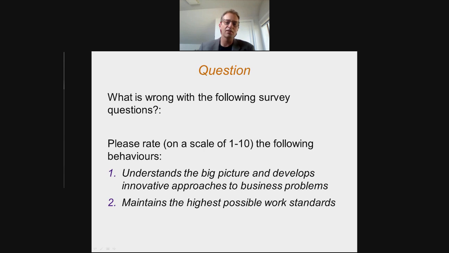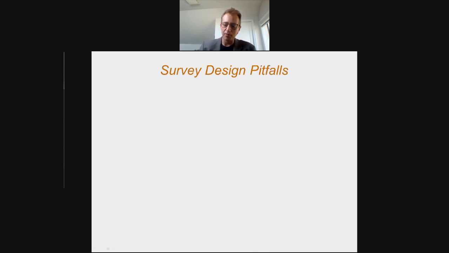The second one, the problem with that is that it's biased. So the word highest makes that an illegal question. You want to have neutrally worded questions that can be rated on a scale of 1 to 10, where 10 is highest and 1 is lowest. But you don't want to put the word highest into the question. So here are a whole list of problems that we see in survey design. Let me run through these quickly.